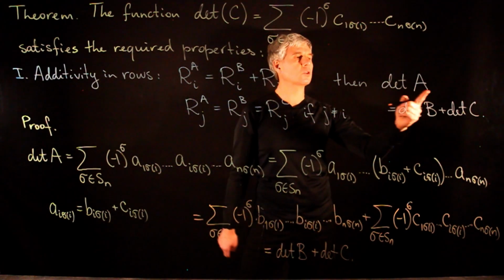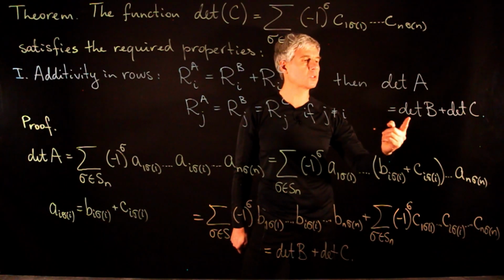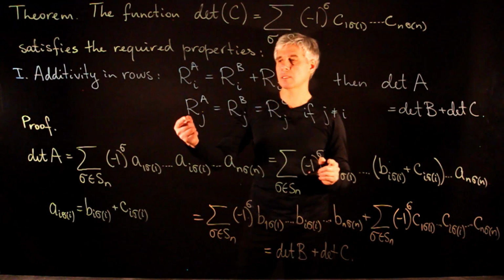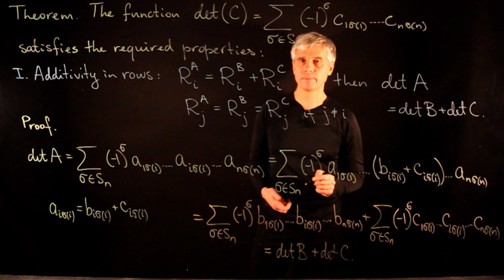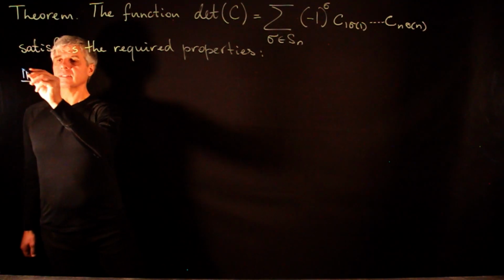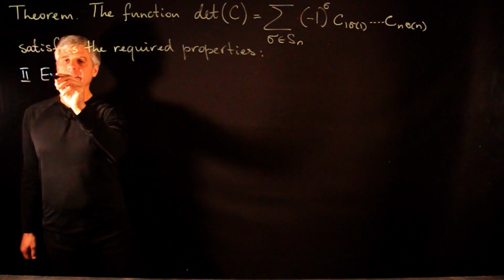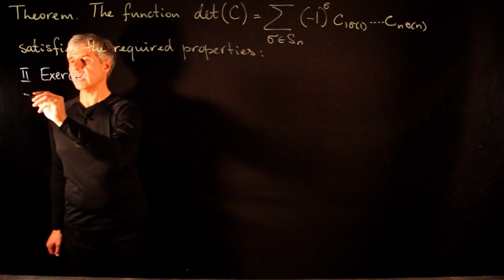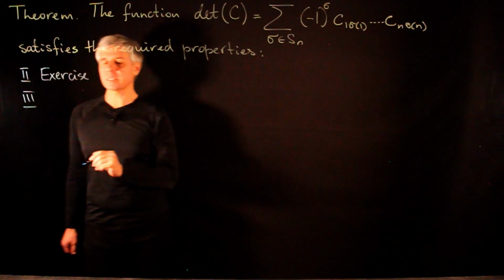We had to show that the determinant of A is equal to the determinant of B plus the determinant of C if matrices A, B, and C are related in this way. Property 2 I leave for you as an exercise. And so now let us look at property 3.